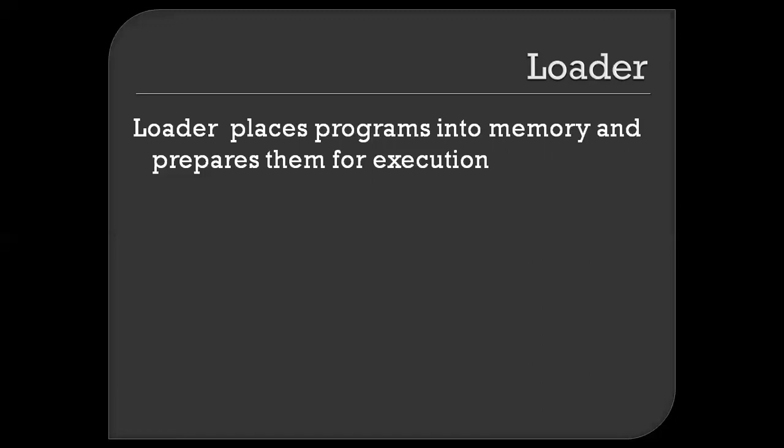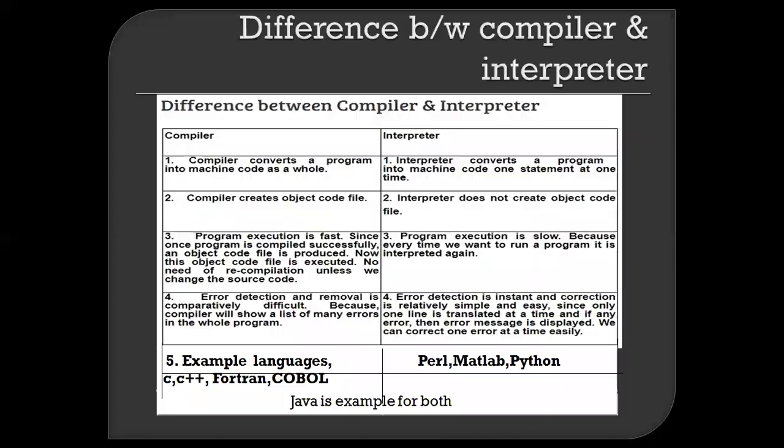Now we will see the difference between a compiler and an interpreter. You already know what an interpreter is; it also works like a compiler. The basic difference is that a compiler converts the program into machine code as a whole, the whole program at once, but an interpreter converts line by line. Also, a compiler creates an object file, a .obj or .o file, but an interpreter does not need to create any object code file.